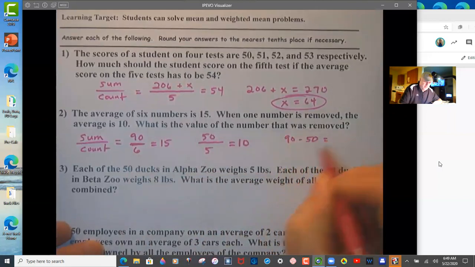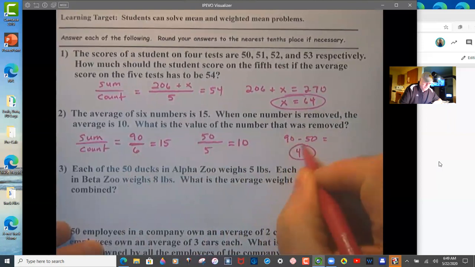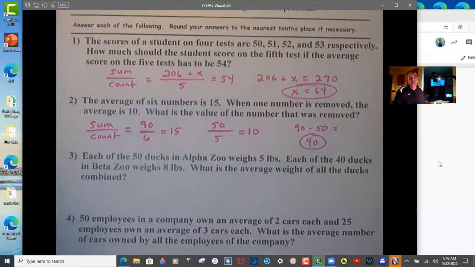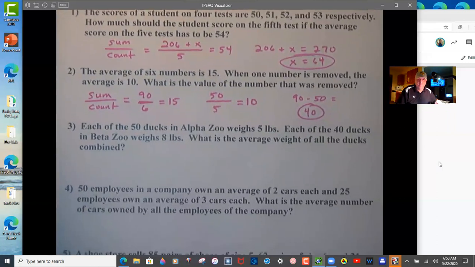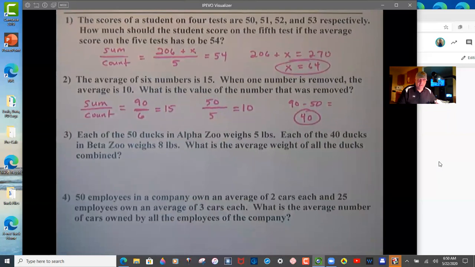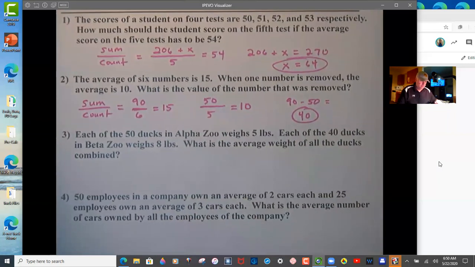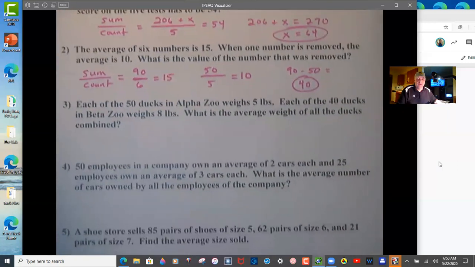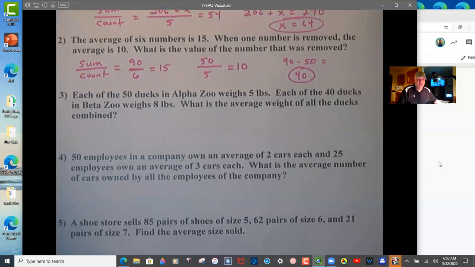So these are clever little questions that I see every now and then on just the sum or the mean out there, especially number 1 on standardized tests. I see a lot of, so that's why I included those 2 in this assignment. And then 3 through 6 are dealing with weighted means.